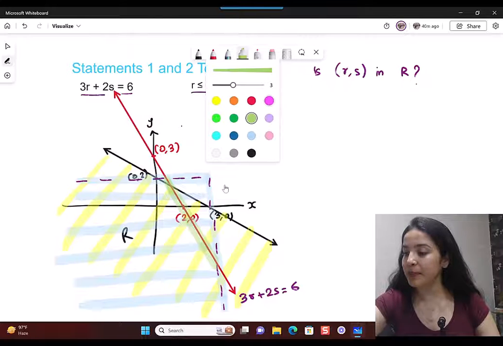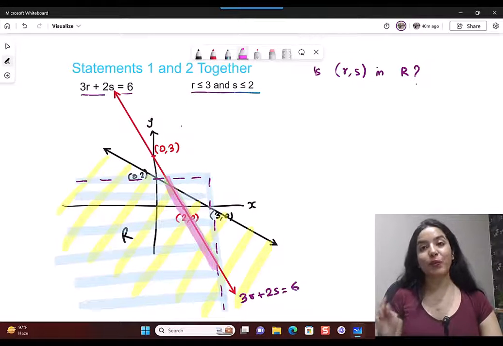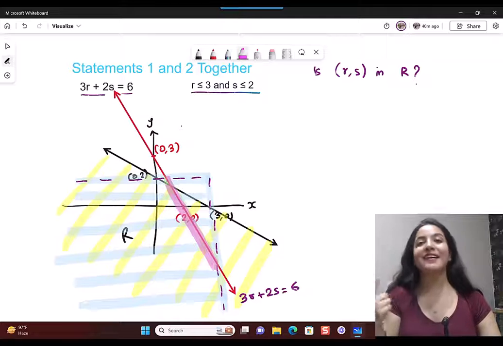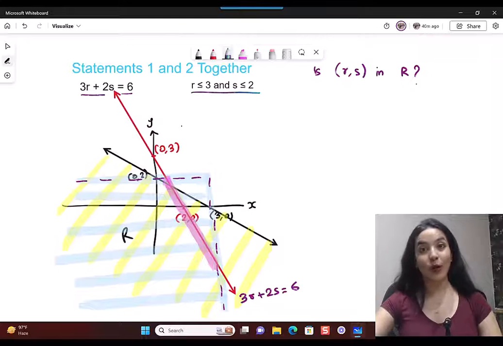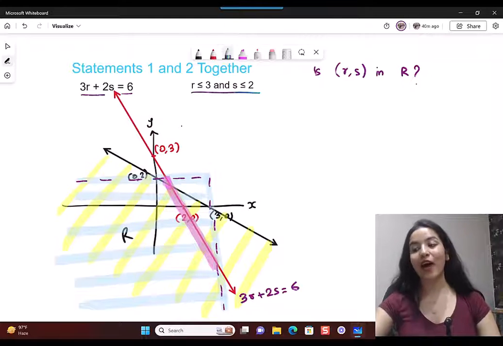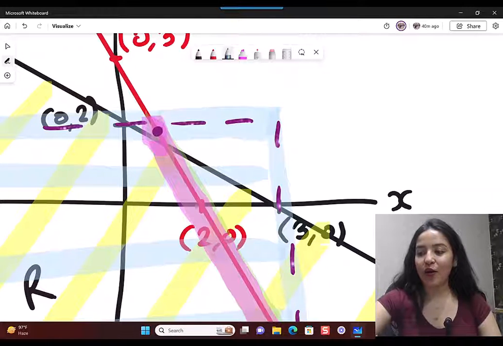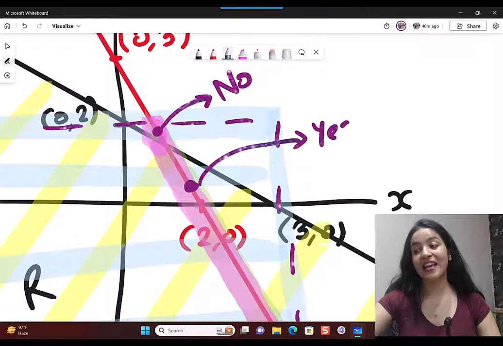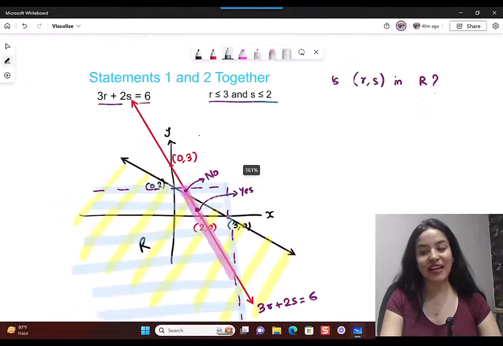I hope you can see this. Let me make this slightly darker. So now you see in this pink color, all of the points R, S that satisfy both your statements, that are on the red line and that are in the blue region. Now all of these points, are they in the yellow region? No, they're not in the yellow region even now every time. Let me zoom it in so that you can see. Look at these points here on top. This is still not in the yellow region. But yes, everything else, any point that you take from here, you have a yes. So even now you can't tell whether this point R, S lies in the yellow region or not.